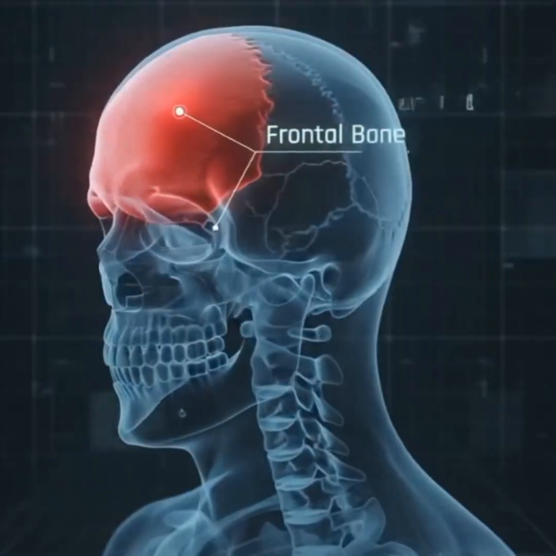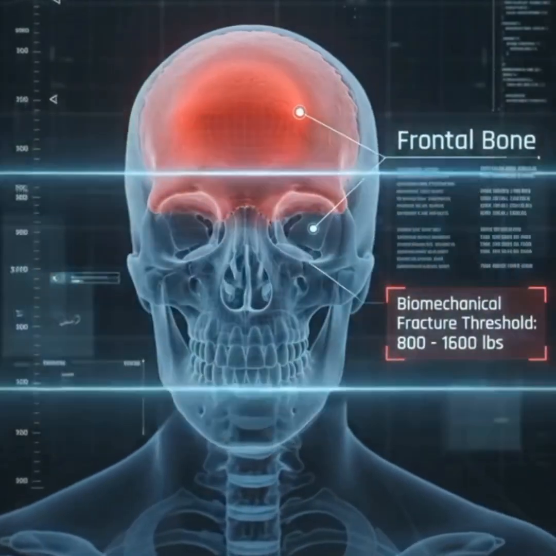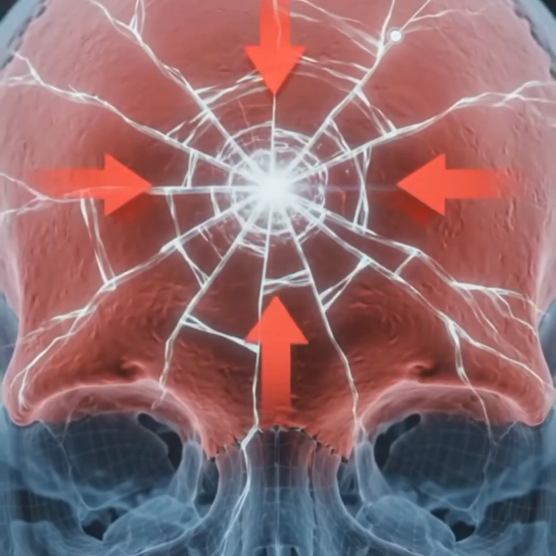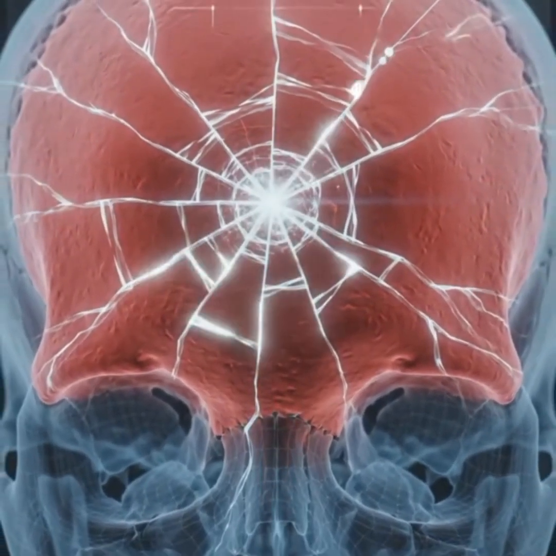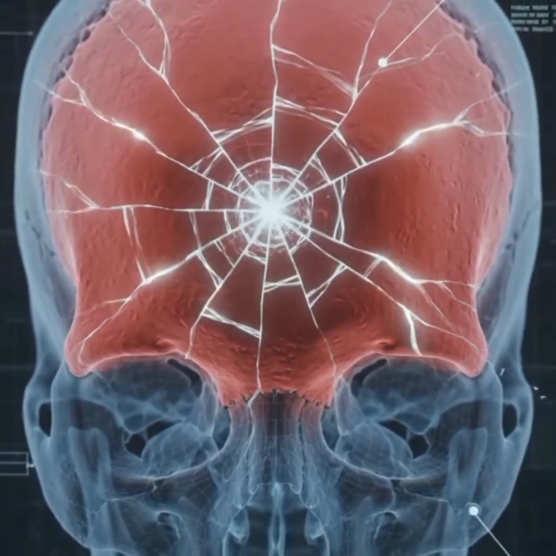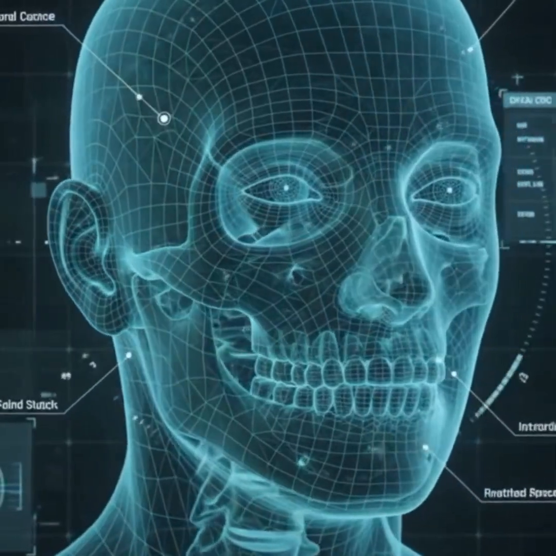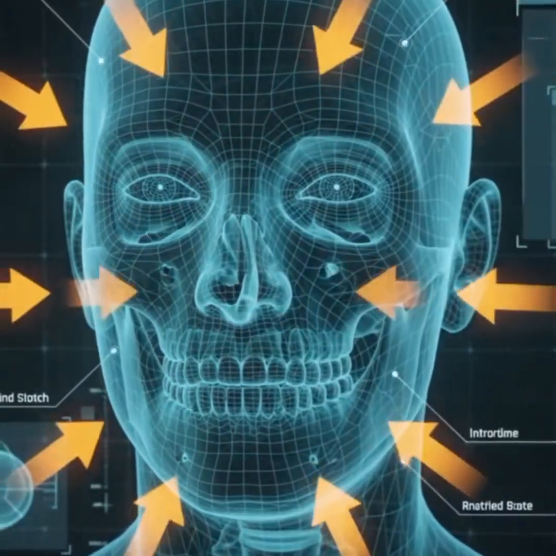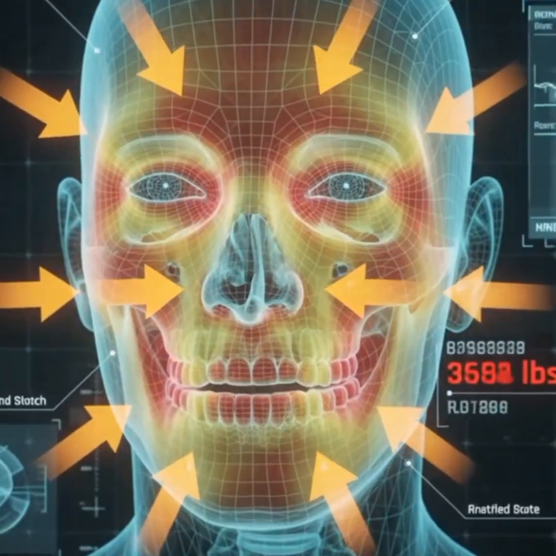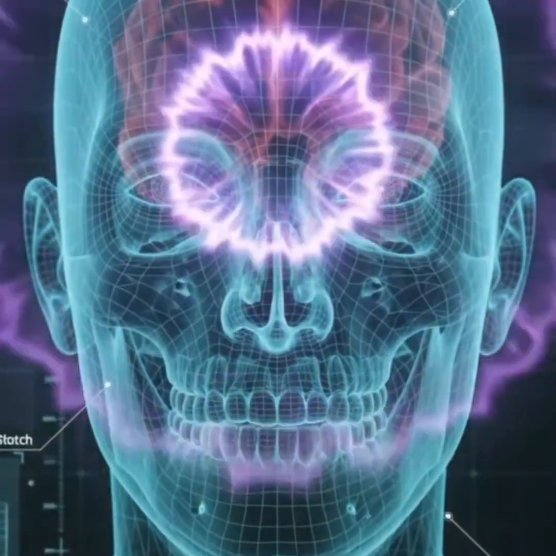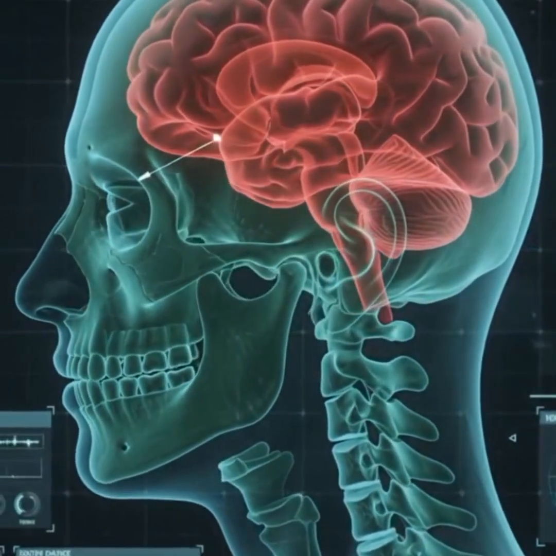The frontal bone requires 800 to 1,600 pounds of force to fracture. High-energy traumatic impacts frequently involve severe cranial vault fractures. This simulation displays a distributed facial load. The fracture threshold exceeds 3,000 pounds. The skeleton remains intact but transmits shock to the brain.